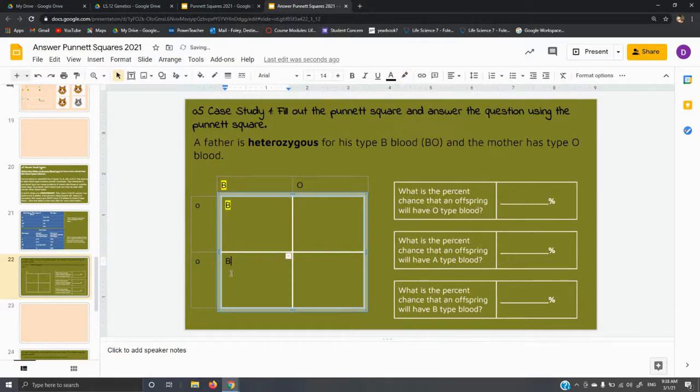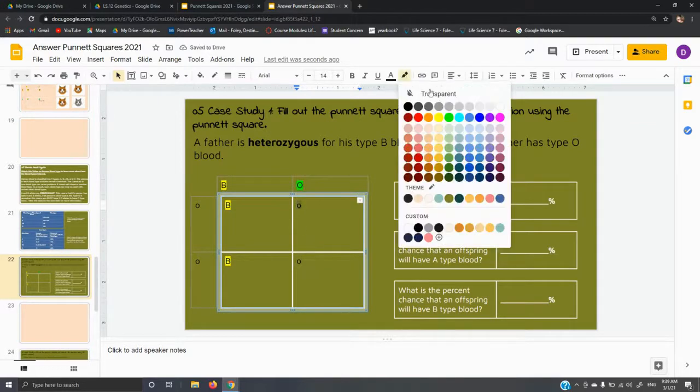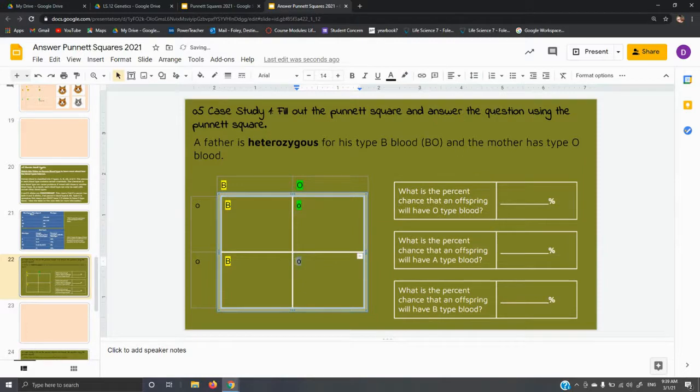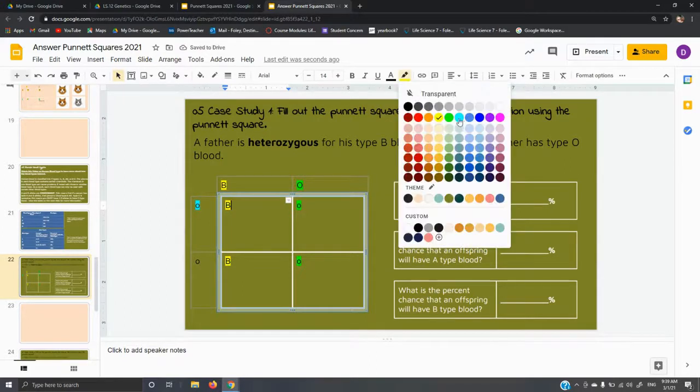So you got these from the father. Then you're going to get the O allele here from the father. So we're going to have O, O. These are both going to be lime green. These are both from the father. Then we have this O here. We're going to make it cyan. So we'll make cyan O.